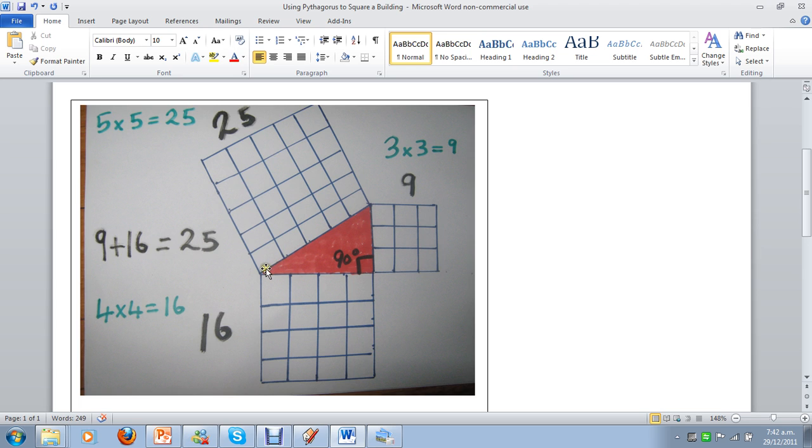No matter how we extend the sides on our triangle, pulling it that way or that way, as long as this angle here remains a right angle of 90 degrees, we know that if we multiply the length of units on this side by itself, that side by itself, and then add them together and take the square root of that number, we'll end up with the length of this side here. So that's Pythagoras' theorem.